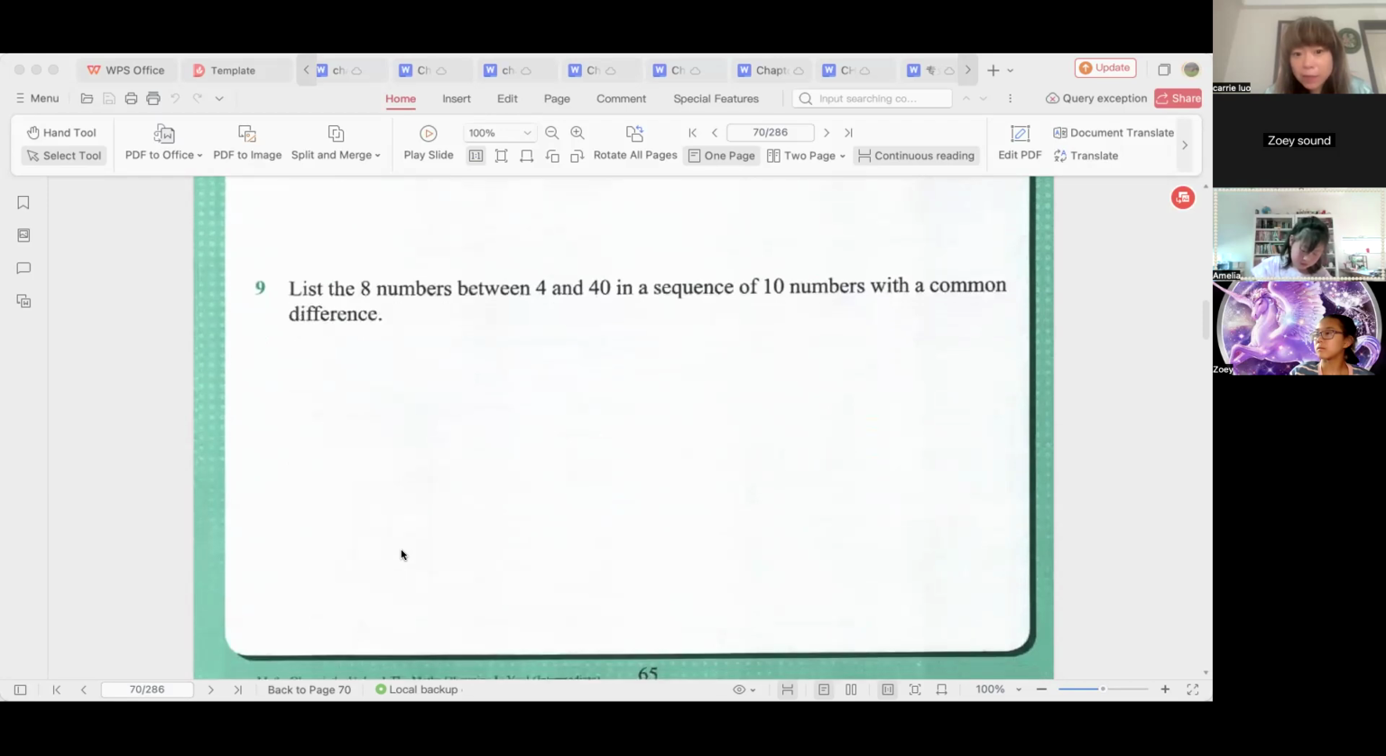Okay, list the 8 numbers between 4 and 40 in the sequence of 10 numbers with the common difference. Okay, so let's take a look at this one.